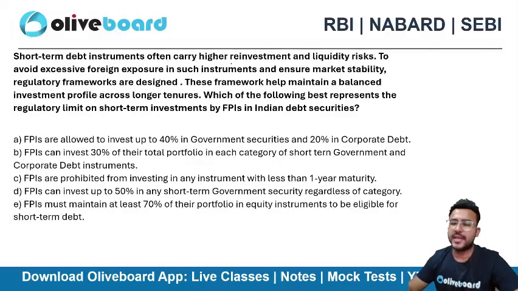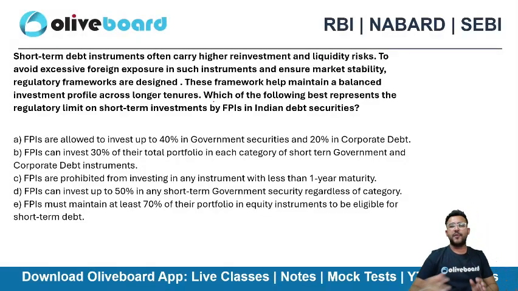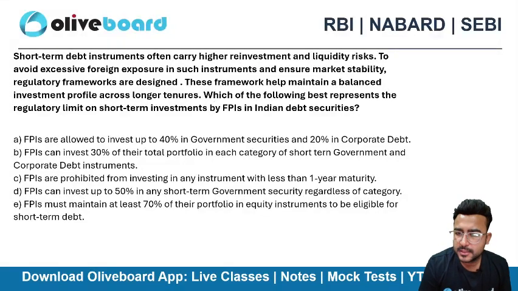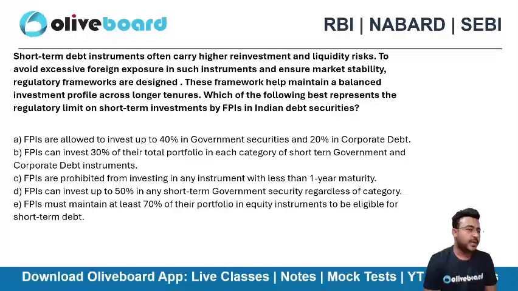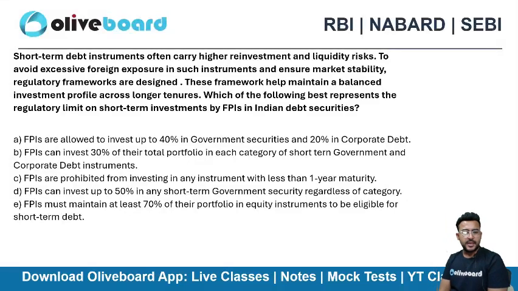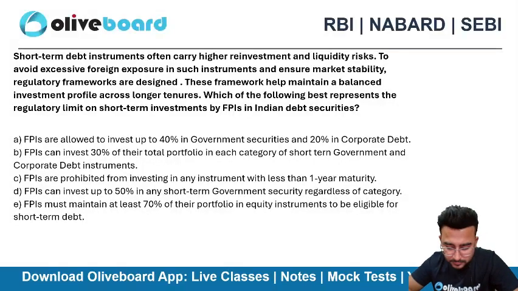Short-term debt instruments often carry a higher reinvestment and liquidity risk. To avoid excessive foreign exposure in such instruments and ensure market stability, the regulatory frameworks are designed. These frameworks help to maintain a balanced investment profile across longer tenures. Which of the following best represents the regulatory limit on short-term investments by FPI in the Indian debt securities? So what do you think is the correct choice here?